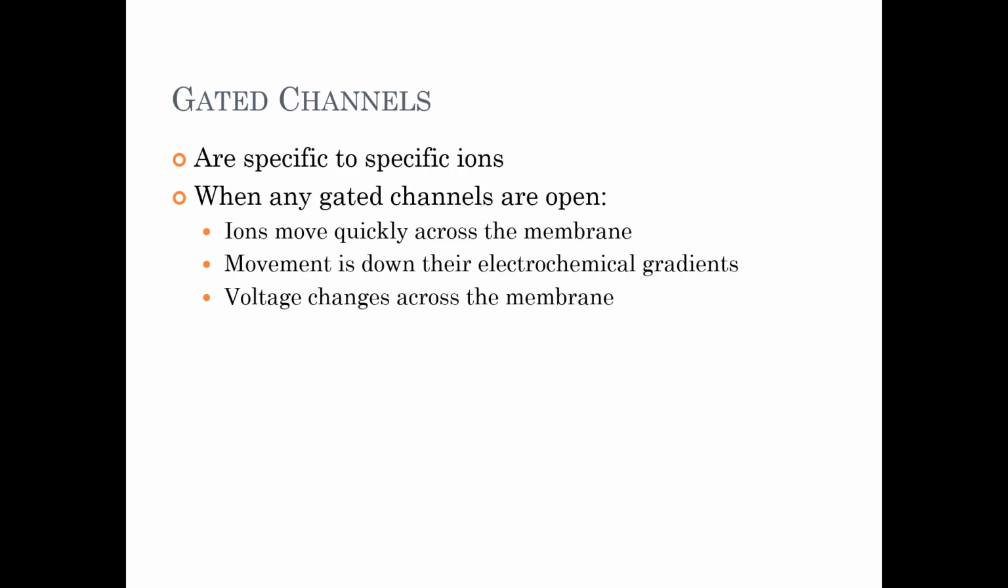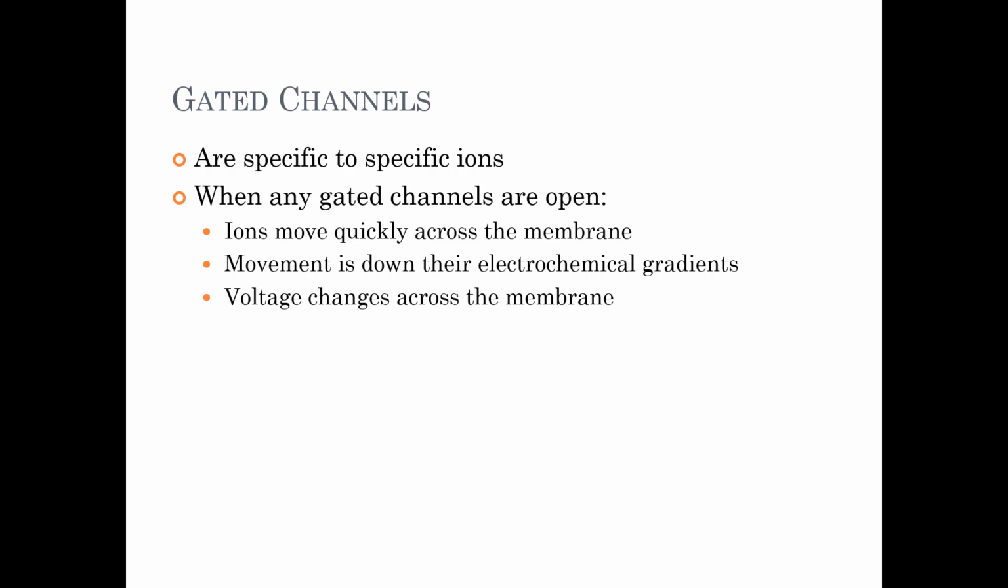So, gated channels are specific to specific ions. We saw some examples there where there were multiple ions, and that sometimes does happen, but in general, we'll see gated channels that are specific to one specific ion. And when a gated channel is open, then ions are going to move quickly across the membrane down their electrochemical gradient, so from high concentration to low concentration.